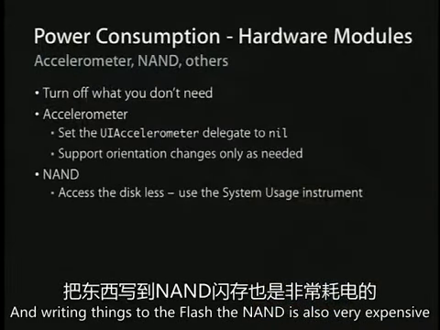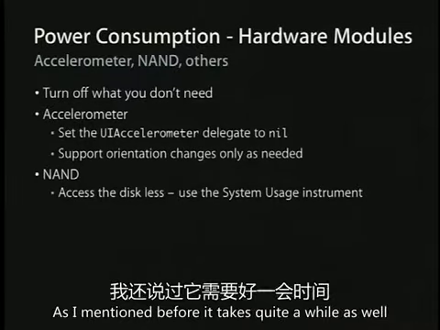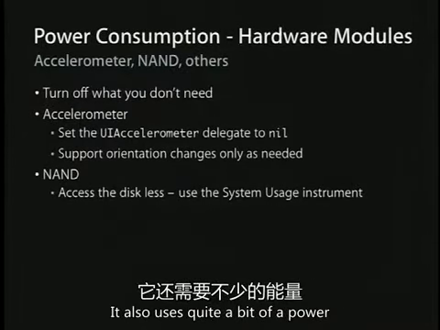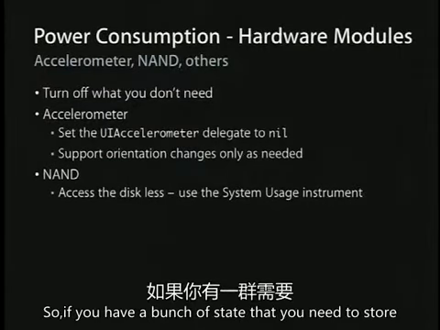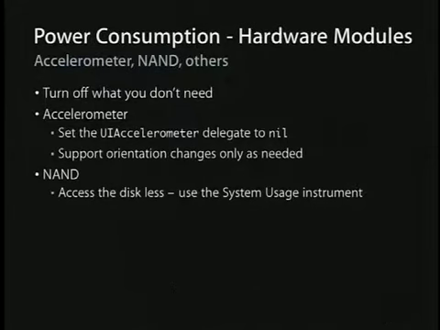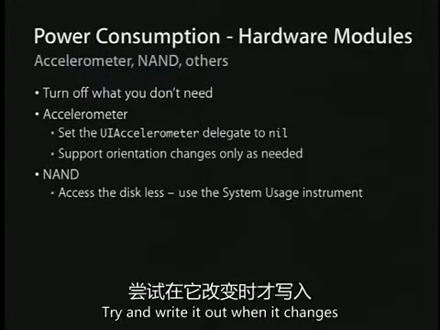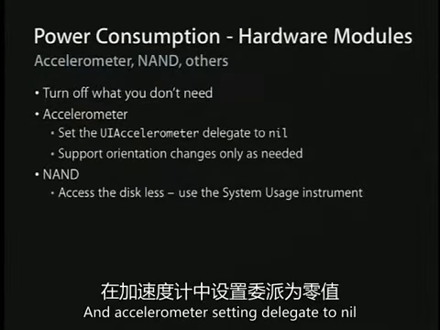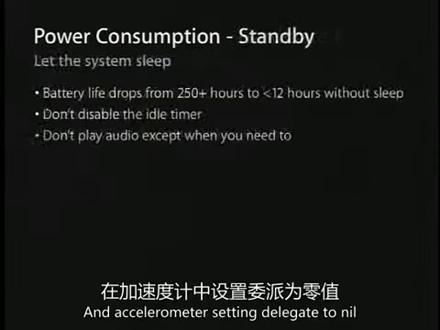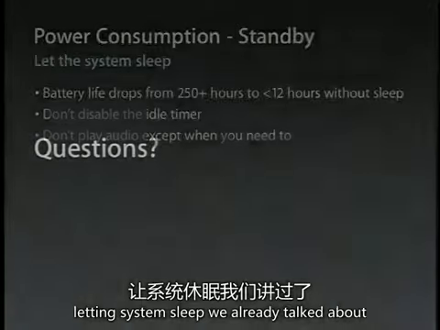Writing things to the flash, the NAND, is also very expensive. As I mentioned before, it takes quite a while as well. It also uses quite a bit of power. So if you have a bunch of state that you need to store out persistently, you probably don't want to be writing it out on a timer every second. Try and write it out when it changes. And accelerometer, setting delegate to nil. Letting the system sleep we already talked about.